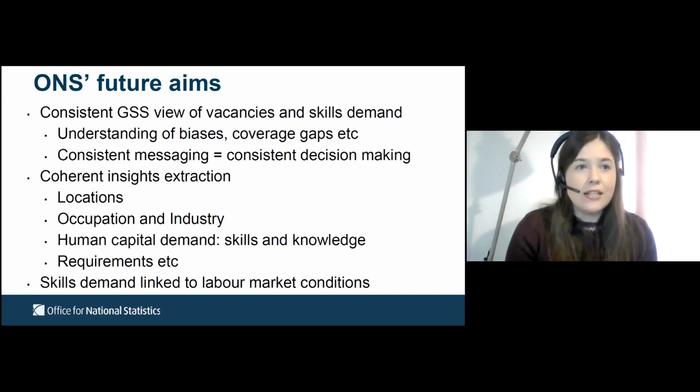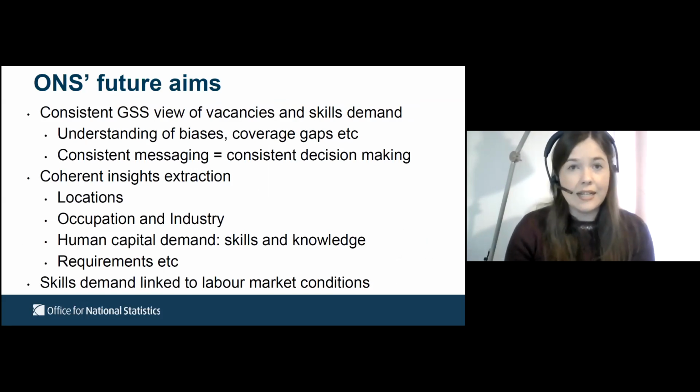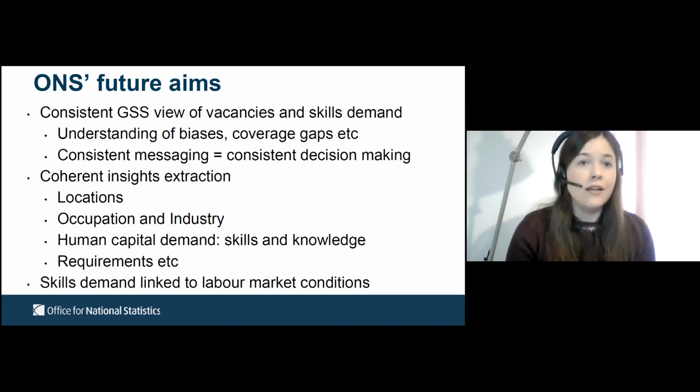So online job advert data will have some bias and some coverage issues that we're already aware of. For example, we know that some types of jobs, such as in the IT sector, may be overrepresented online. And we know that there are still some jobs that are advertised in window panes or by word of mouth that will have coverage issues on online data sources. So I think it's important that we have a common understanding of these biases and coverage issues.